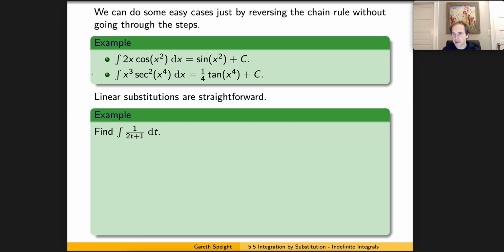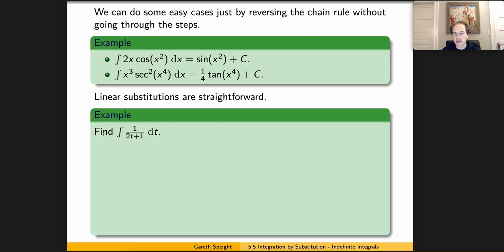Next up, linear substitutions are always straightforward. So you can always make a linear substitution. A substitution looks like ax plus b or at plus b or something like that, where a and b are constants, because the derivative of a linear map is just a constant. And we said constants don't matter. We can always bring out the constants or move around the constants as we like.